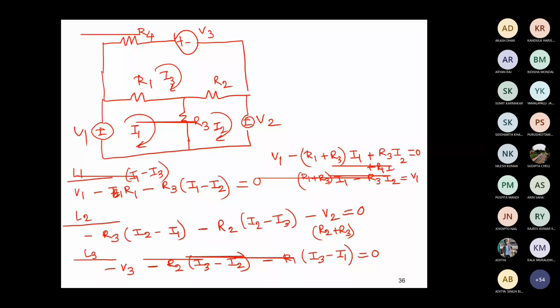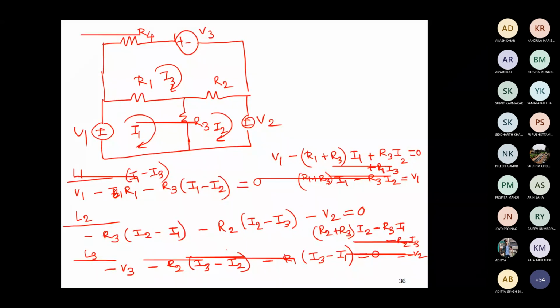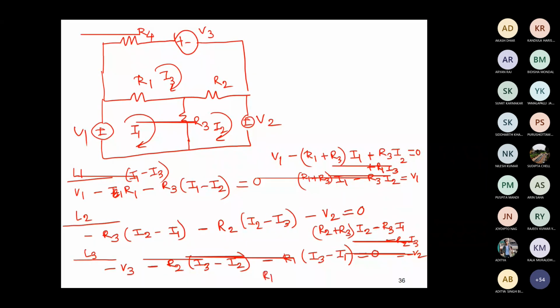Okay. So for the next loop, we have to take the coefficient of I2. So it is R2 plus R3 into I2. I'm taking the rest on the other side. Then minus R3 I1 minus R2 I3 is equal to minus V2. This is the second loop equation. And the third one is... Sir, one thing is missing in the third one, sir. R4, sir.